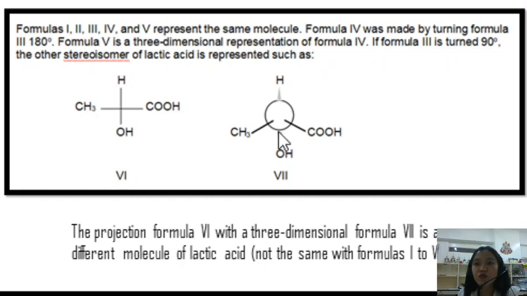So these two are the same molecule. So these are both the same molecule, but it is not the same with the original molecule or the original structure given before. So magkaiba. So ito yung second form of your lactic acid. So the projection formula number 6 with the three-dimensional formula number 7 is a different molecule of your lactic acid. Not the same with the formulas numbers 1, 2, 3, 4, and 5.